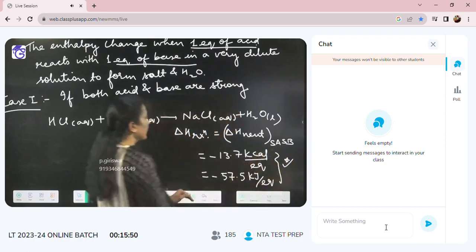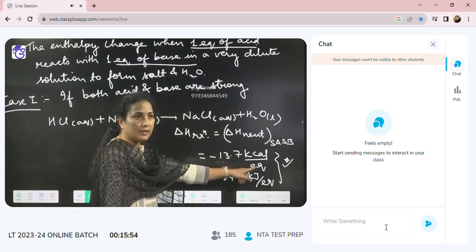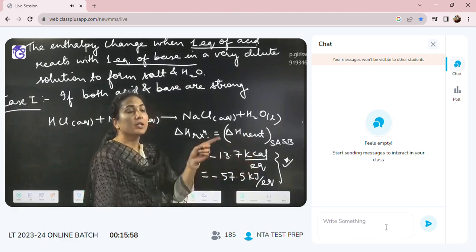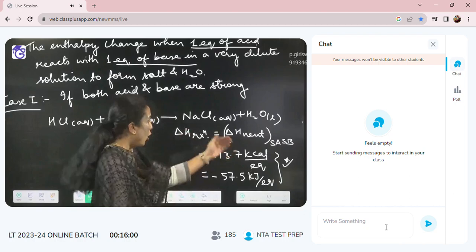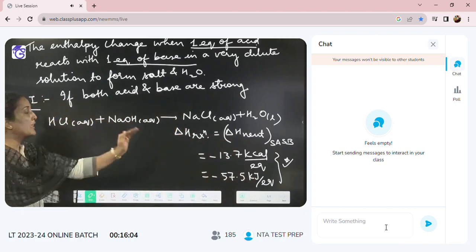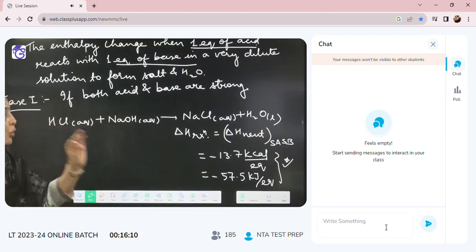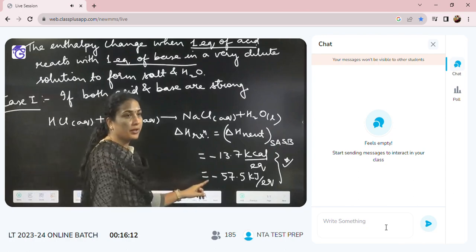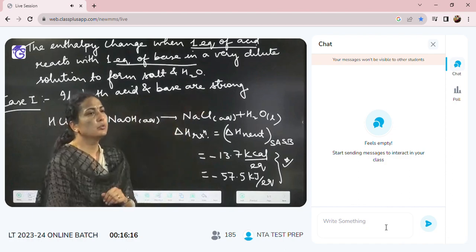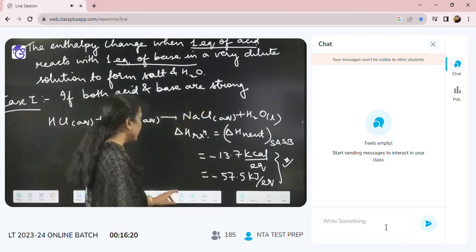Do remember how we interpret this first of all. When one equivalent of a strong acid reacts with one equivalent of a strong base, 13.7 kilocalorie of heat will be liberated. Or when one equivalent of the acid reacts with one equivalent of a base, 57.5 kilojoule of energy will be liberated, or heat will be evolved. Are we able to understand this, right? Understood? So if two equivalents react, then 13.7 into 2. If three equivalents react, then 13.7 into 3, right? Accordingly, the values will be.